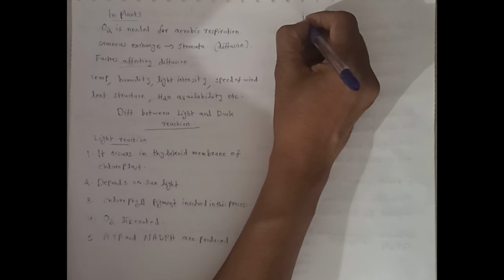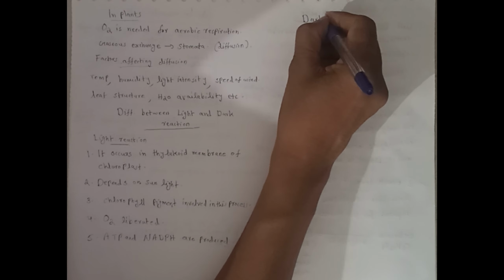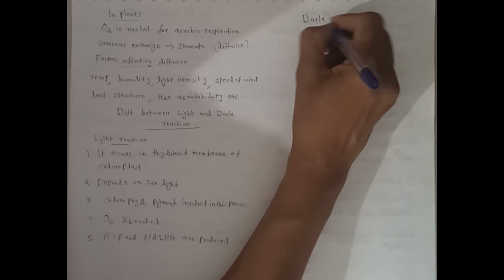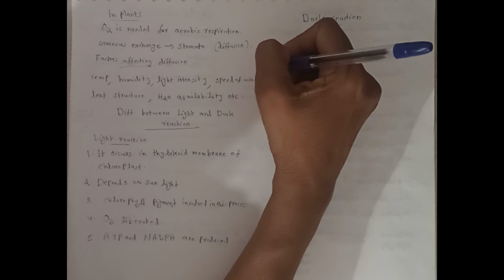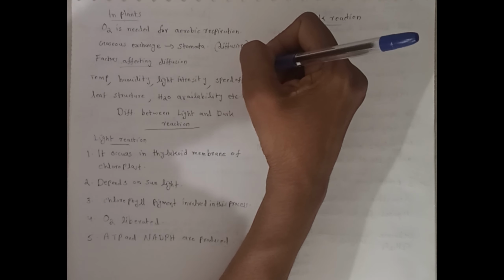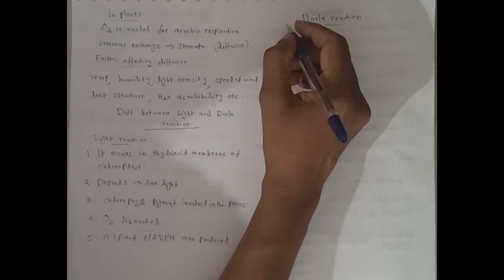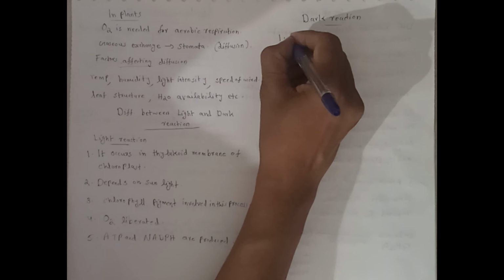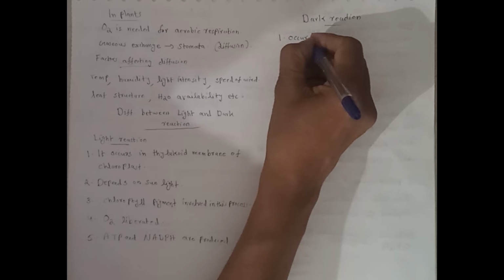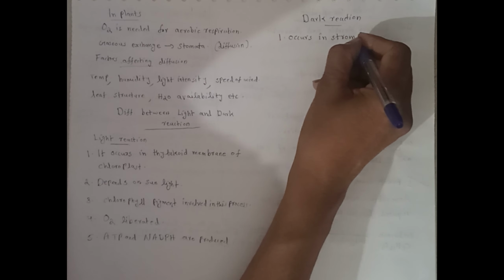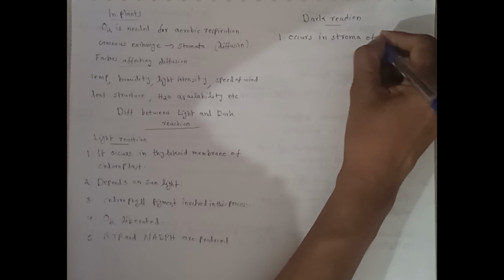What about dark reaction? It occurs in the stroma of the chloroplast, the fluid part of the chloroplast.